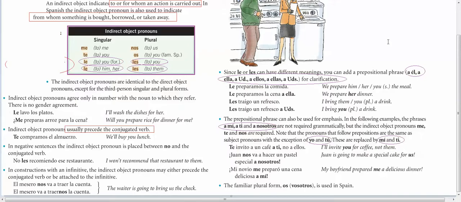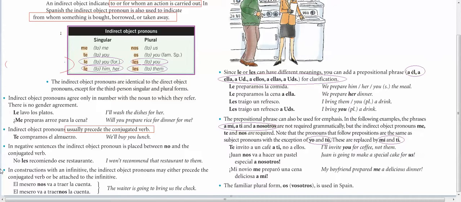Okay. A couple of other things. If it's a negative sentence, the indirect object pronoun is going to go between the no and the conjugated verb. So no les recomiendo ese restaurante. You want to keep your les next to your verb. The no doesn't need to separate them.